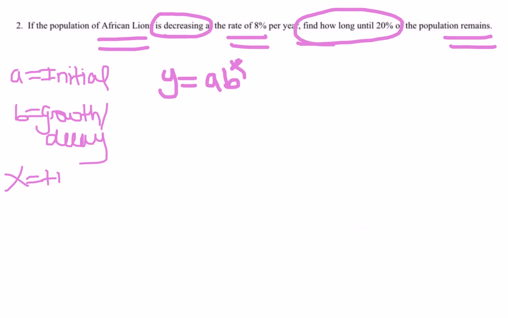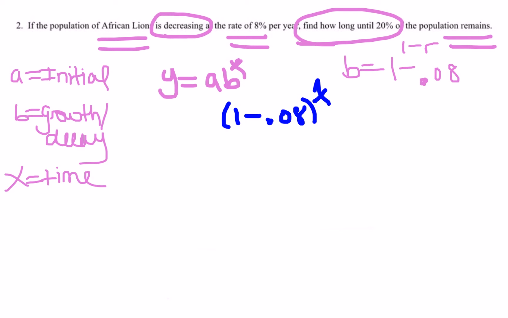So basically we want to solve for how long it's going to take for that whole equation to equal 20% of the African lion population. Now, first off, I realize that I am decreasing. So that means that I'm going to take my rate and my B value, and I'm going to do 1 minus 0.08. Because in order to solve for the B value, remember it's 1 minus R if you're decreasing or decaying, and that's going to obtain your B value. So that means that I can replace B with 1 minus 0.08 to the X.